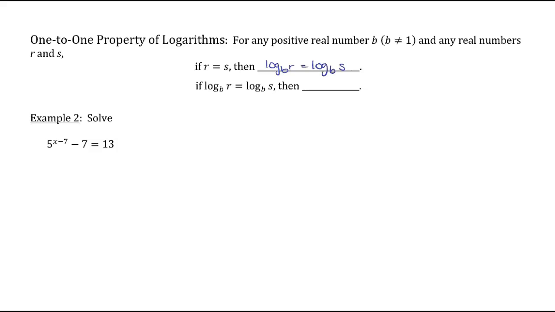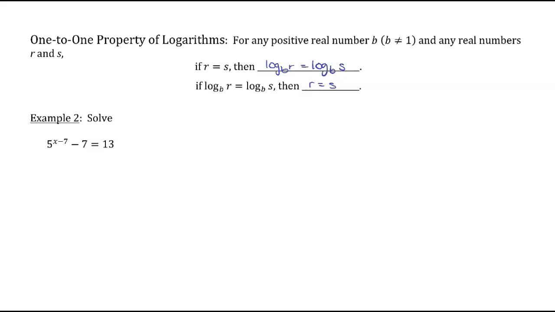And if log base b of r is equal to log base b of s, then it's true that r is equal to s. What this tells us is that we can take the logarithm of both sides of an exponential equation to help us simplify. This also tells us that if we have a logarithmic equation where the base is the same on both sides, then the arguments are equal to one another. Let's take a look at example 2.